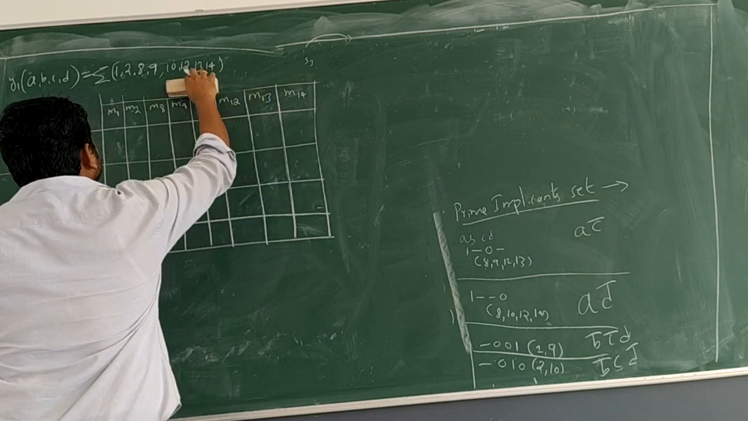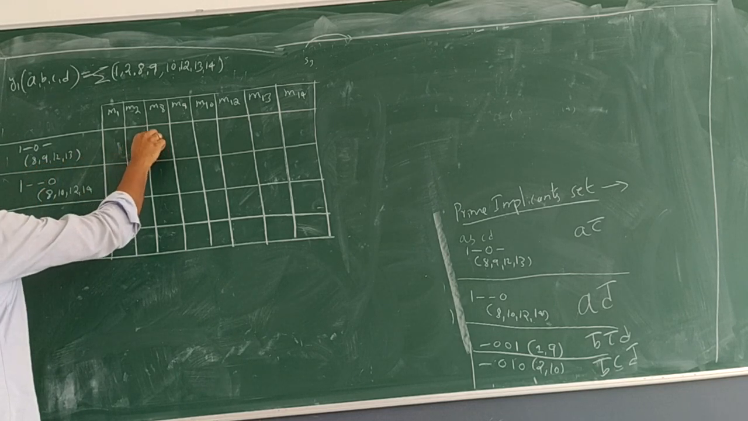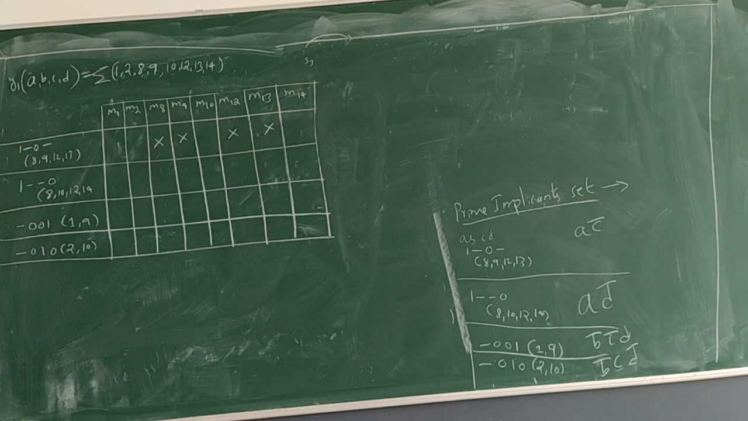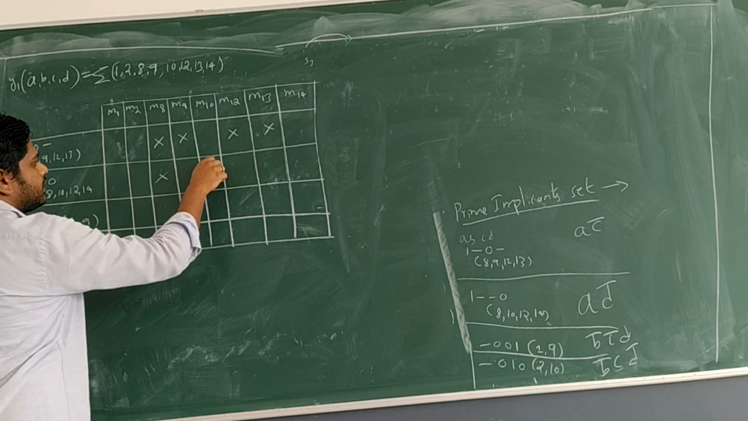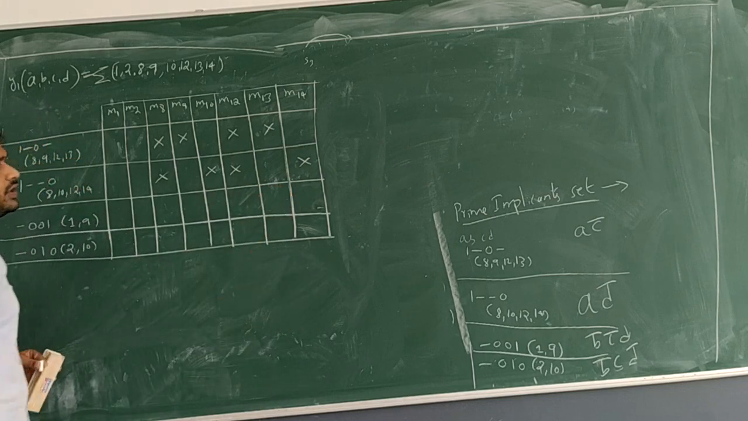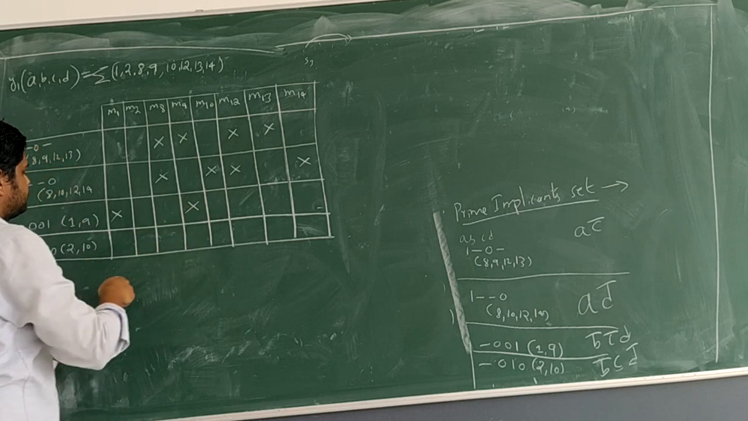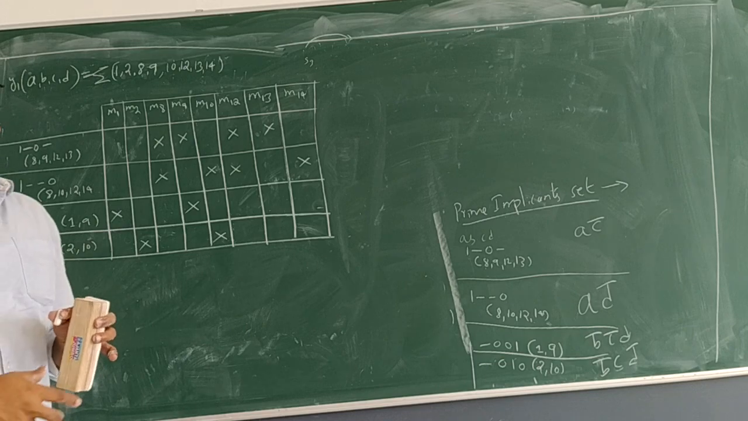Fine. Let's write an X symbol in the columns which are given by each row's group. What is the group? 8, 9, 12, 13. Okay, next 8, 10, 12, 14. Next 1 and 9. Next 2 and 10.